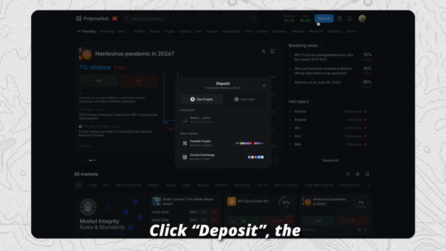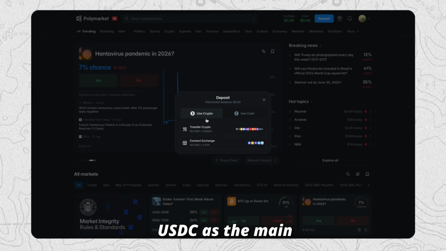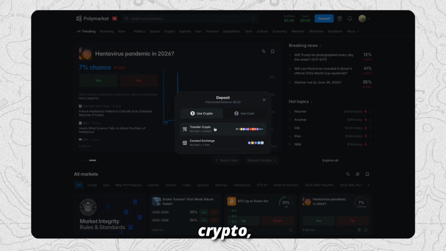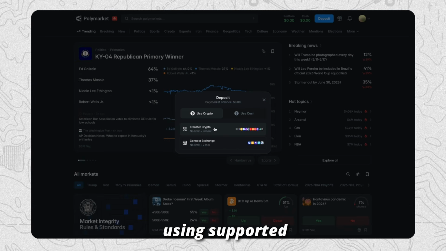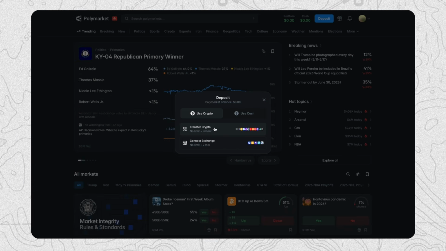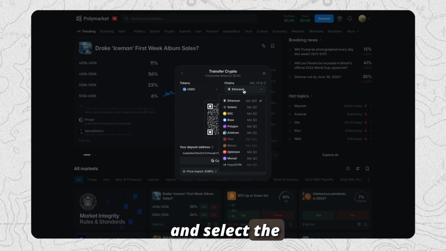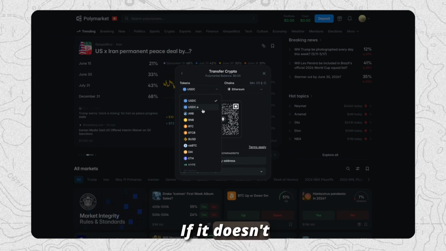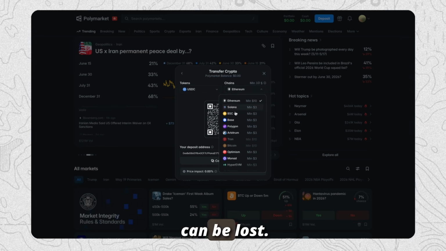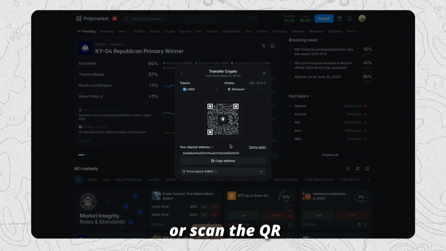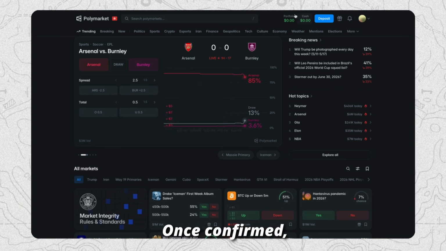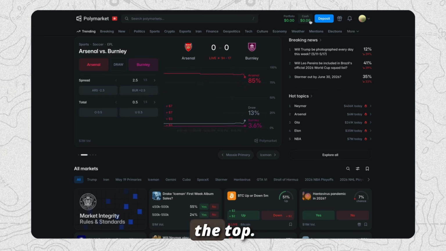Click Deposit. The platform uses USDC as the main currency. You can deposit by sending crypto, buying with a card, or using supported payment providers. Choose your token and select the correct network. Always double-check the network. If it doesn't match, your funds can be lost. Copy the address or scan the QR code and send your funds. Once confirmed, your balance will appear at the top.